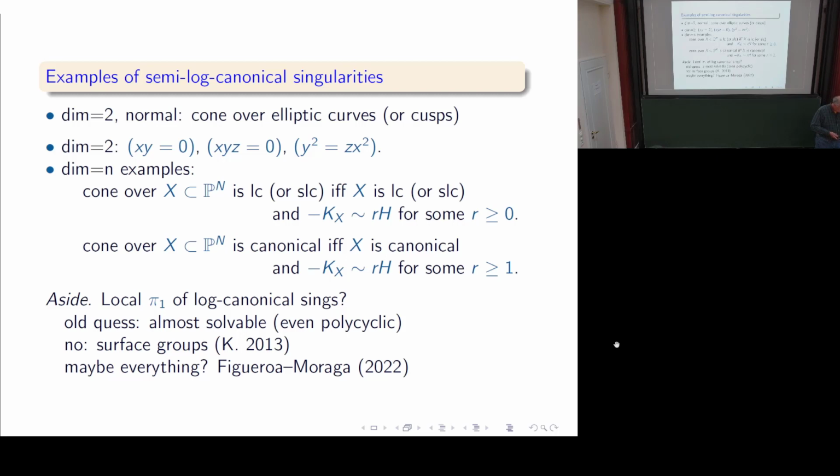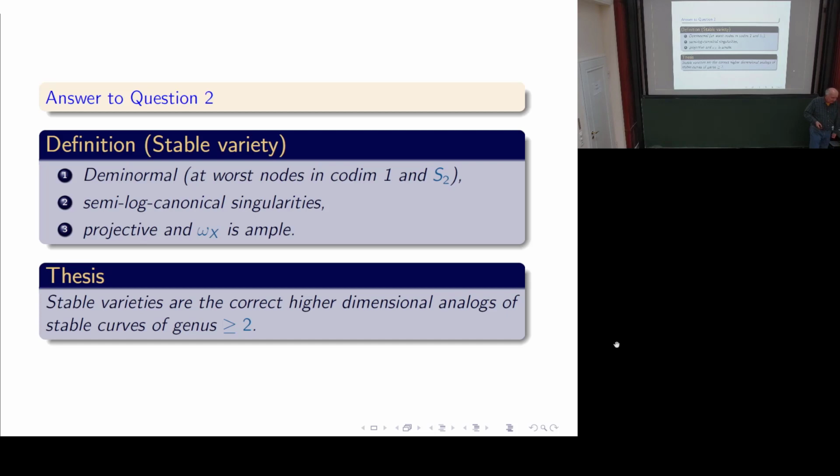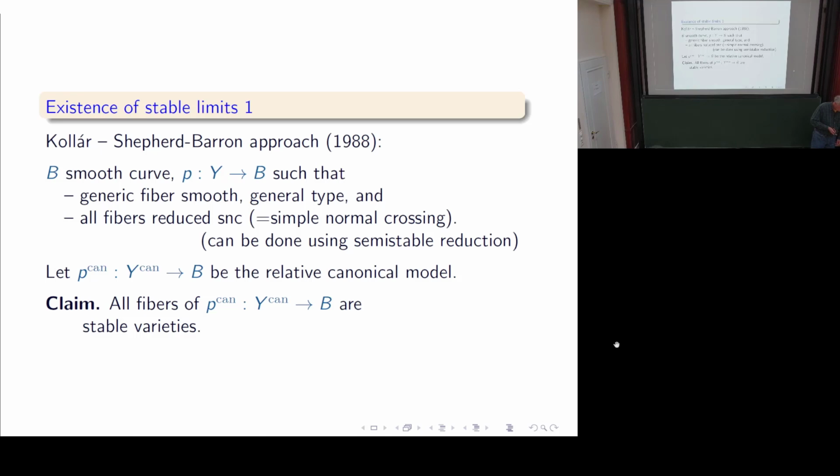Okay, so now we have an answer to question two. The stable variety, which should be the higher dimensional analog of a stable curve, should be demi-normal, that means at worst nodes in codimension 1, and it should satisfy Serre's condition S2. The singularities should be only semi-log canonical, and it should be projective, and omega X should be ample. Okay, so these are then the objects of moduli.